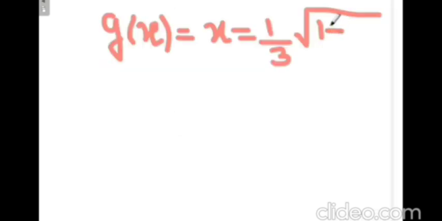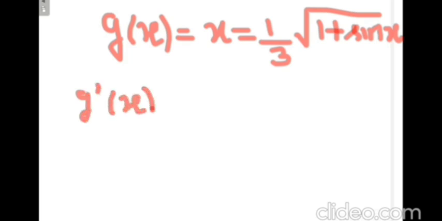We take g(x), that is, I'm going to determine a value of x. Now from the given equation, let me take g(x). g(x) is nothing but the value of x. Value of x is equal to 1 by 3 root of 1 plus sin x. Now g'(x).